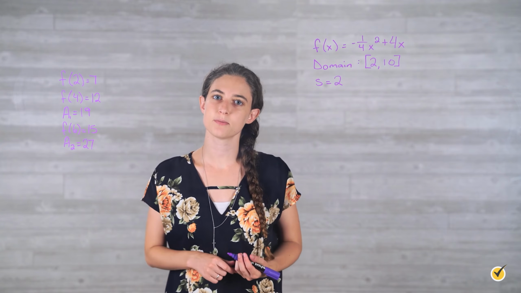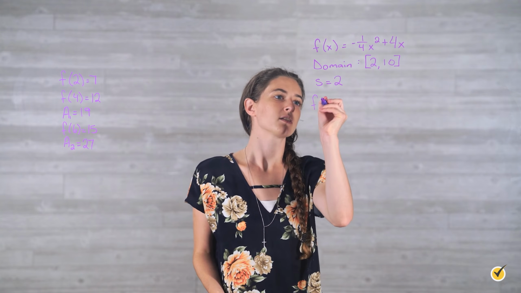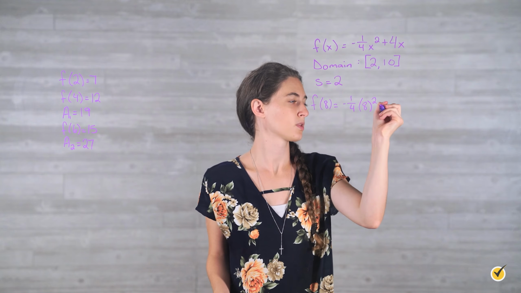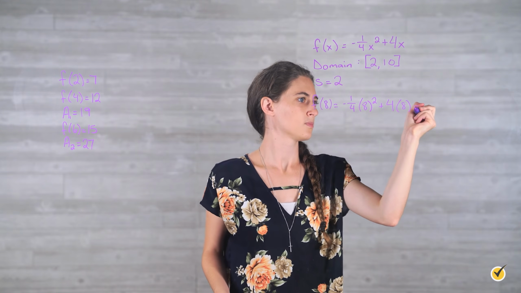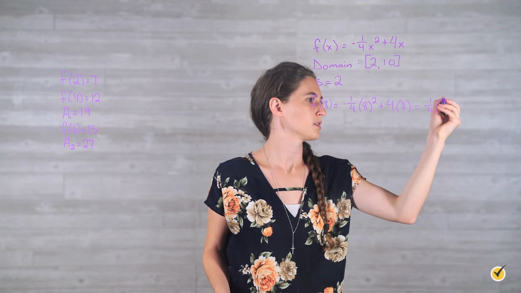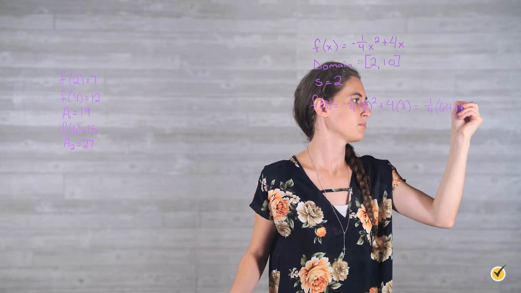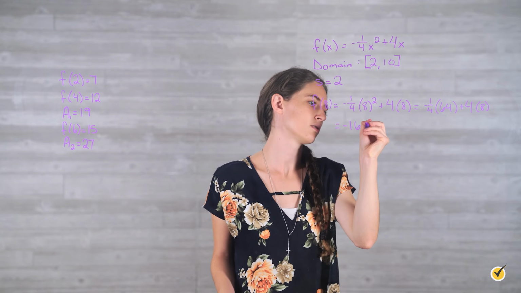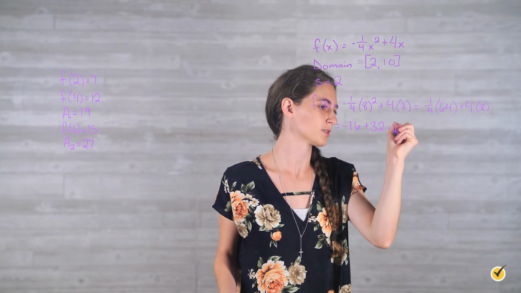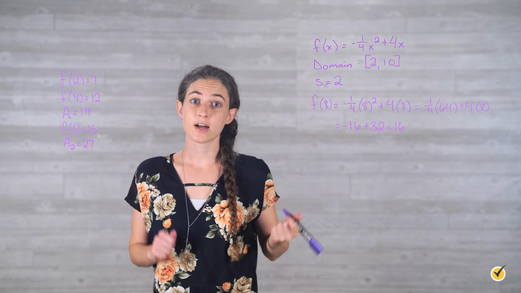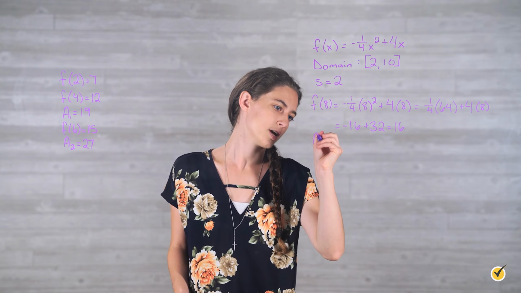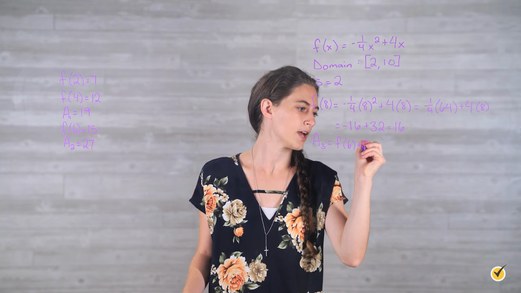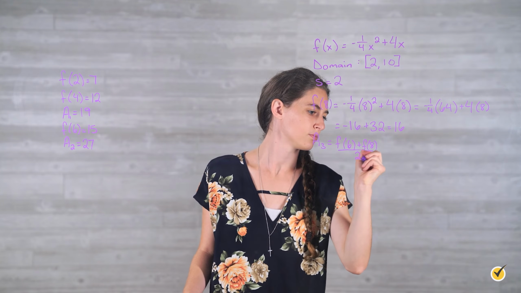For the third trapezoid, we need to compute f of 8. So f of 8 is equal to negative 1/4 times 8 squared plus 4 times 8. This equals negative 1/4 times 64 plus 4 times 8, which equals negative 16 plus 32, which equals 16. Now we can find the area of the third trapezoid. So our third area, a sub 3, is equal to f of 6 plus f of 8 over 2 times s.